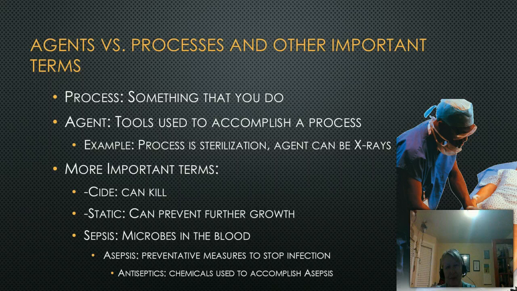One last set of terms, and these ones are something you might be familiar with, but sepsis is what happens when microbes get in the blood. This is a huge deal, right? If someone gets a bacterial infection that spreads to the blood, then it's really serious. And so this is known as sepsis. The way we prevent that is through asepsis. That's a process. And then the agent we use is antiseptics. And these are chemicals used for asepsis. So be familiar with these because you'll see these terms a lot in your future careers.